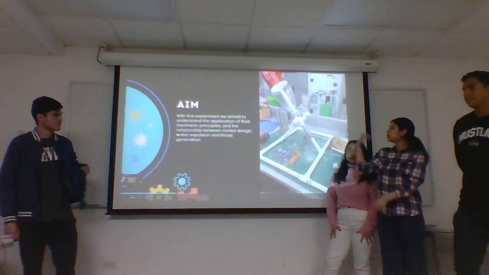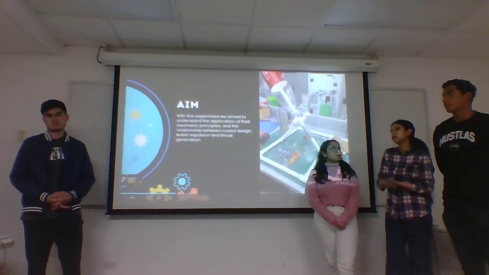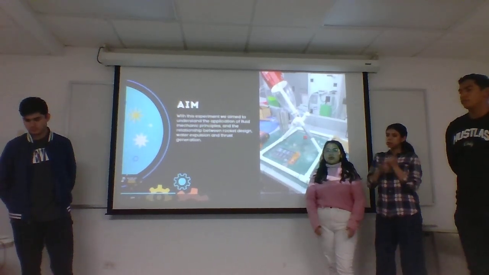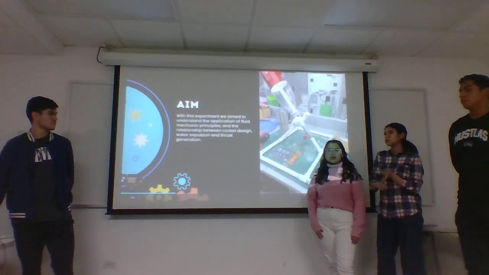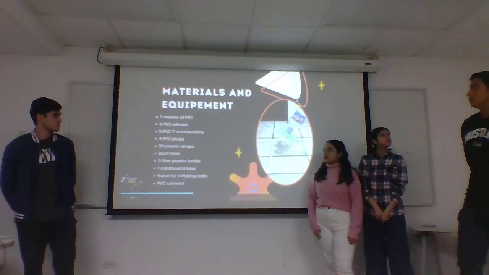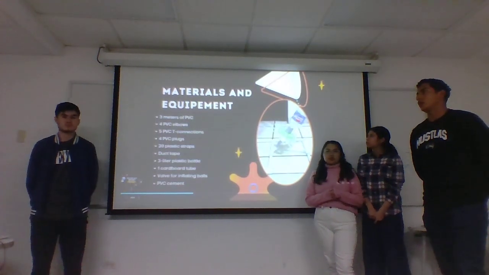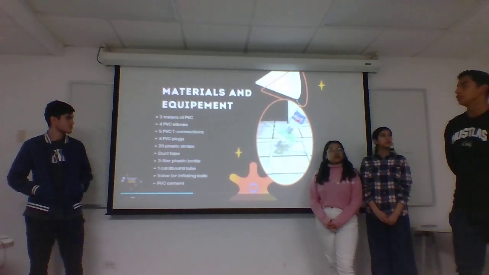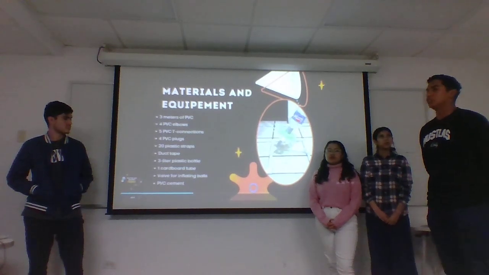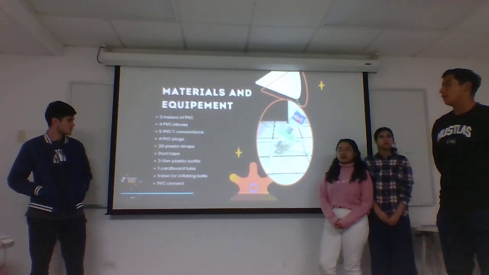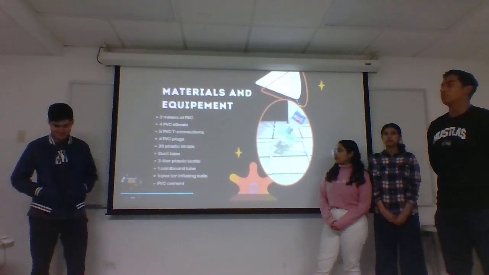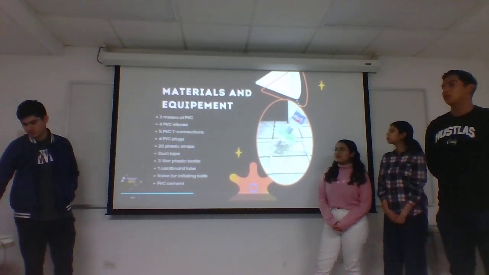Because of this, the aim of the experiment was to understand the application of the mechanical fluid principles and also the relationship between the rocket design, the water expulsion, and the thrust generated. The materials and equipment used for the launch pad were PVC, PVC elbows, PVC T-connections, PVC plugs, plastic straps, duct tape, cardboard tube, a valve for inflating balls, and PVC cement to connect the pipes, and also a 3-liter plastic bottle for the rocket.